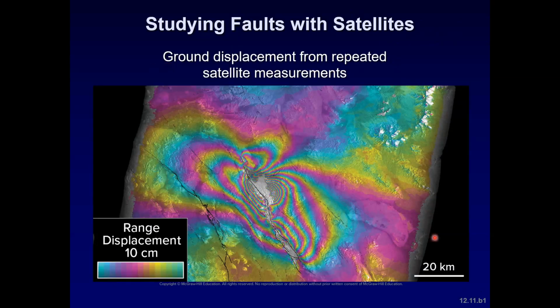We can also study faults with satellites. Changes in topography that occurred during an earthquake can be measured using satellite mapping techniques. After an earthquake, a measurement is made and compared to a previous measurement. Then the two measurements are combined so that the differences are shown as the colored bands in the image on the top left here, which indicates a strike slip movement.